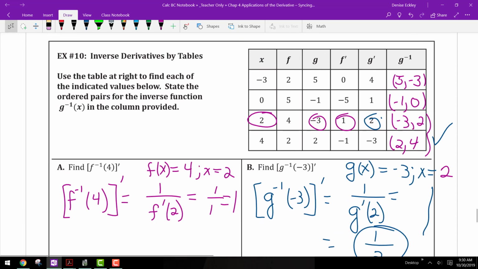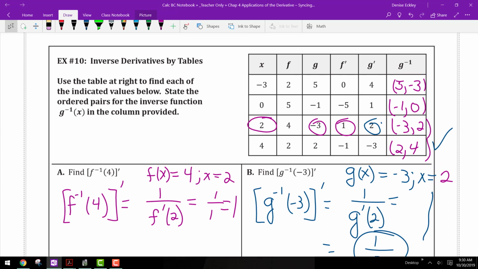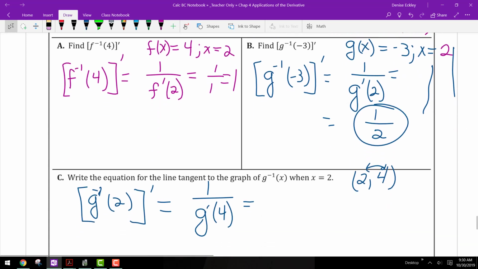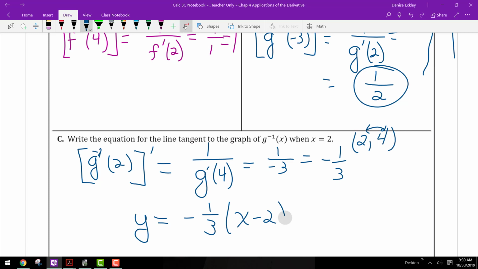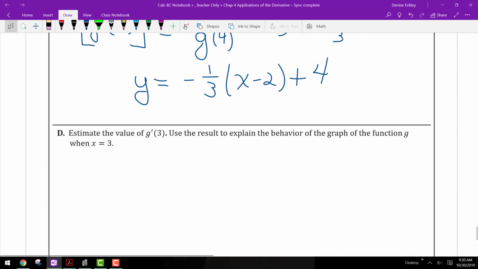So we go to 4 here, and we see g prime is negative 3. So our derivative is going to be 1 over negative 3, so it's going to be negative 1/3. So now we can write our tangent line: negative 1/3 times x minus 2, plus 4.